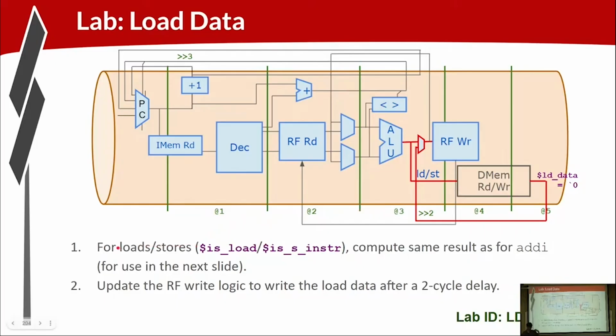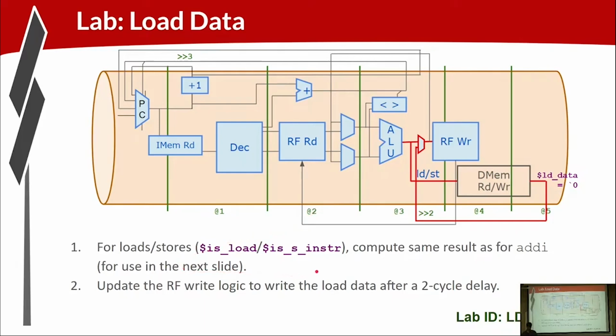So let's see, step 1 here is for loads and stores, which are identified as isLoad and isStore. We want to compute the same result that we do for add-I. That's the computation that gives us the address, right? So for loads and stores, the address is one of the source registers. I forget, it must be source 1 plus the immediate value, right? And that's the same as add-I. So first step here is to update your execution unit, your ALU, to perform that operation for loads and stores.